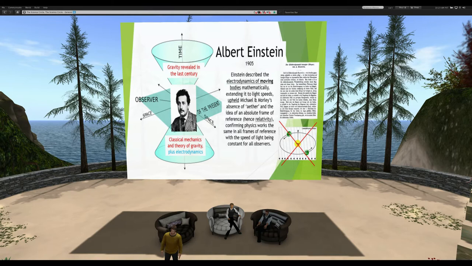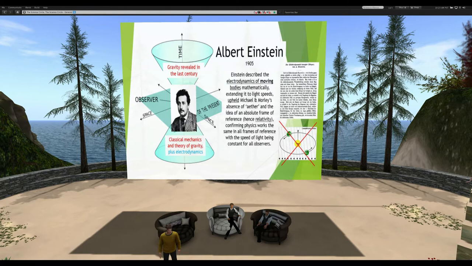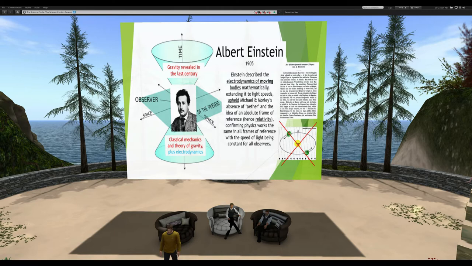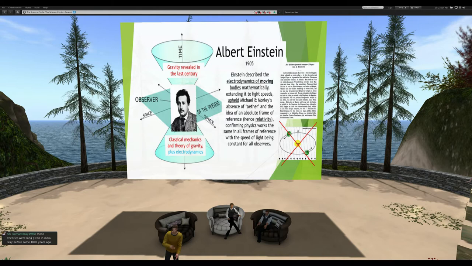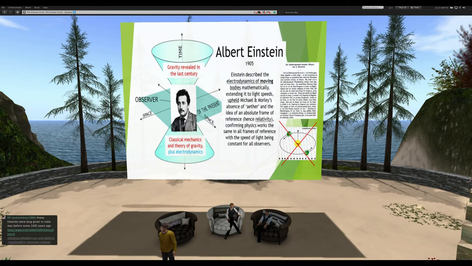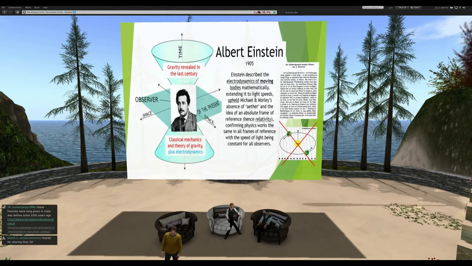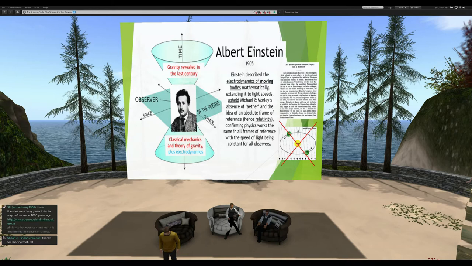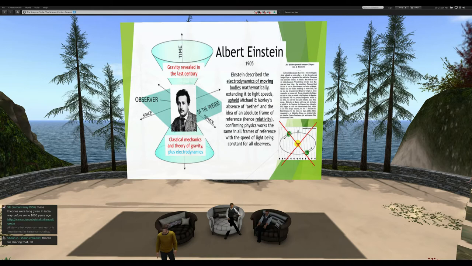Okay, so Einstein comes along, and he then is able to describe electrodynamics, that is, particles in an electromagnetic field that are moving. And that was essentially, when we talk about the paper for special relativity, the title of the paper was essentially on the electrodynamics, the movement of particles in the electromagnetic field. And he was able to describe it mathematically, extending it to light speed, in other words, all the way out to light, and then upheld Michelson and Morley's experiment that showed that there was not an ether.